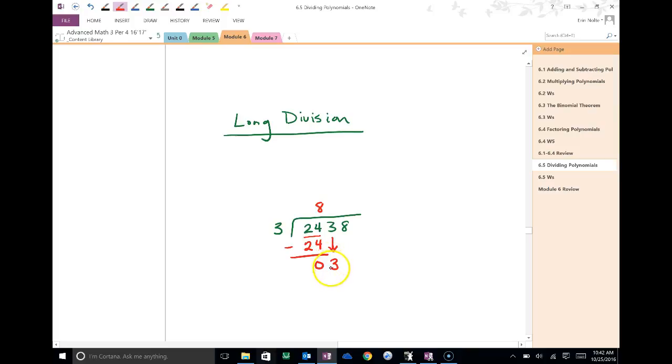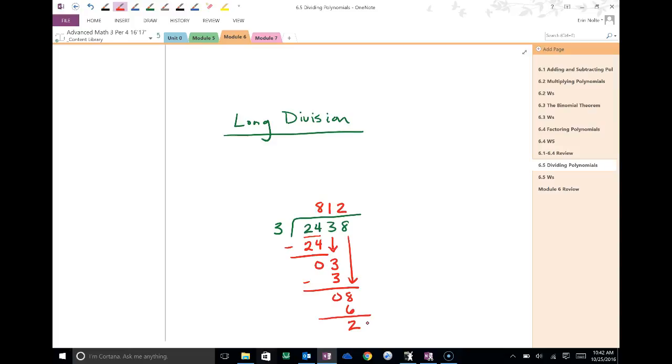3 goes into 3 1 time, so that goes upstairs. Then you multiply 1 times 3, and you get 3, and you subtract, and you get 0, and you drop down the 8, and 3 goes into 8 twice, and 2 times 3 is 6, and 8 minus 6 is 2. At this point, naturally Miss Nolte wants a fraction, right? So do we all agree that this 2 is the remainder?